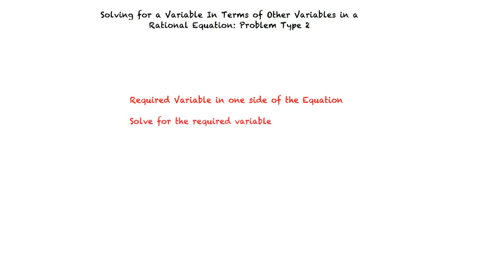Okay, I think I understand the concept. In order to solve for a variable in terms of other variables in rational equations, we use mathematical operations to isolate the required variable to one side of the equation. We finally simplify the equation and solve for the required variable. Very good.